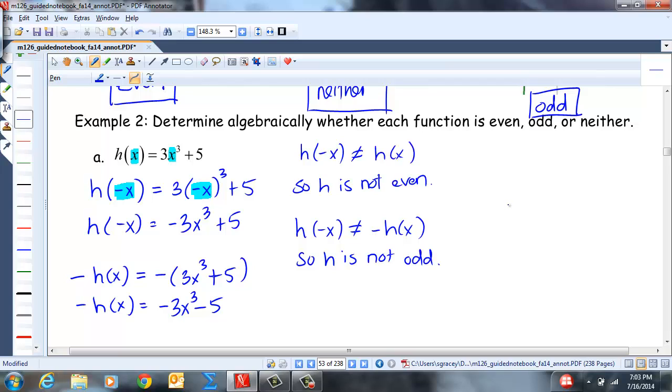So what we found is our answer for this function is neither. It doesn't fit either requirement. So this function is neither odd nor even. And we're done. All right.